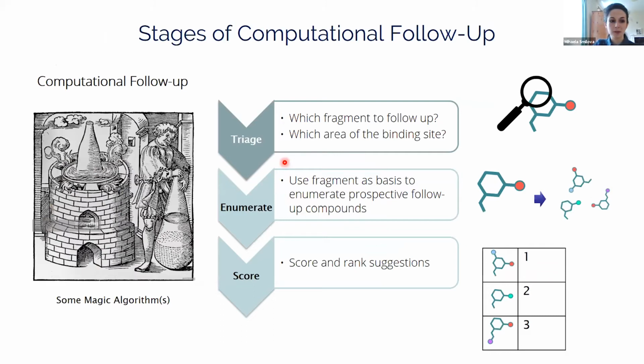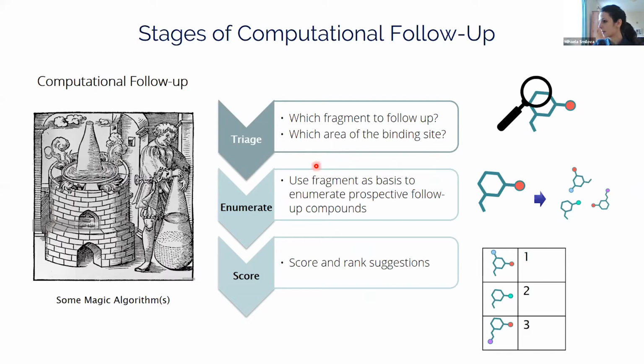So the first step in suggesting follow-ups involves deciding which fragments to follow up and into which areas of the binding site. Fragments bind very weakly, and the binding often cannot be detected by conventional methods and assays. So as we know, the binding mode in crystallography, the focus is usually on fragments that make favorable binding site interactions, and also the ones that are tractable synthetically for downstream optimization.